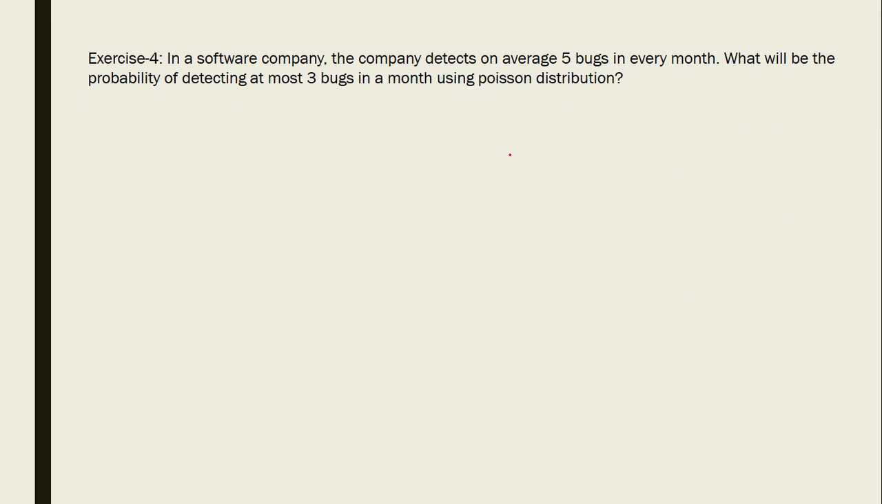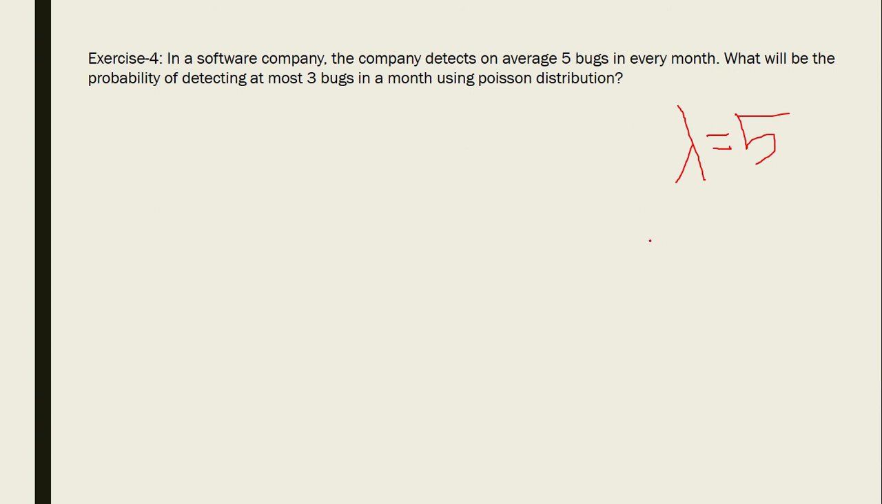So let's see this question. In this question it is said that in a software company, the company detects on average 5 bucks in every month. So what will be the probability of detecting at most 3 bucks in a month, right? So the lambda is 5. Now it is said that at most 3 bucks. At most 3 means what? 0 to 3, any number, but not greater than 3.